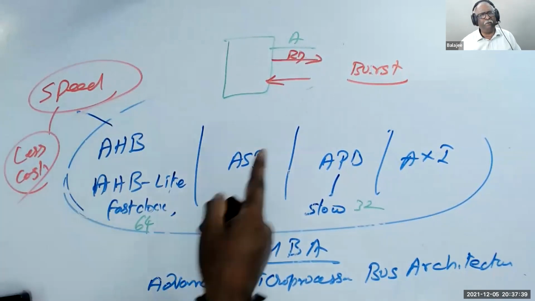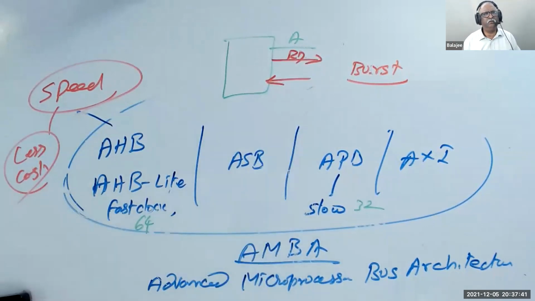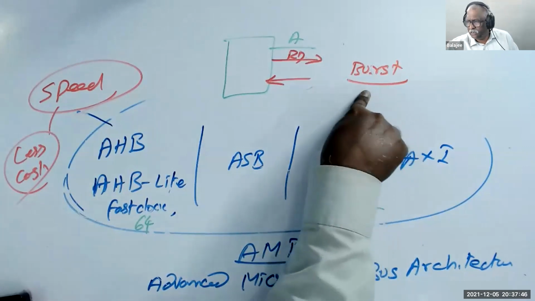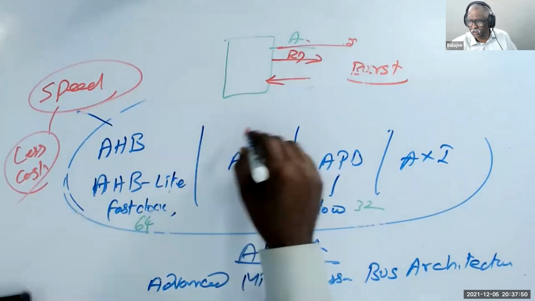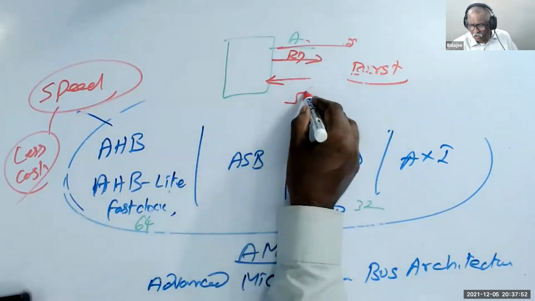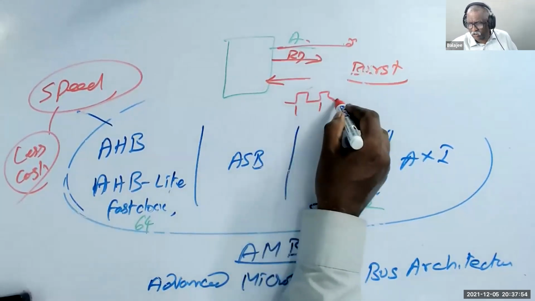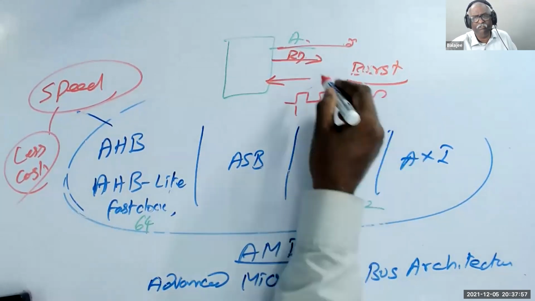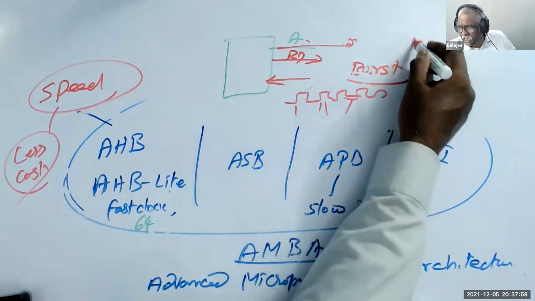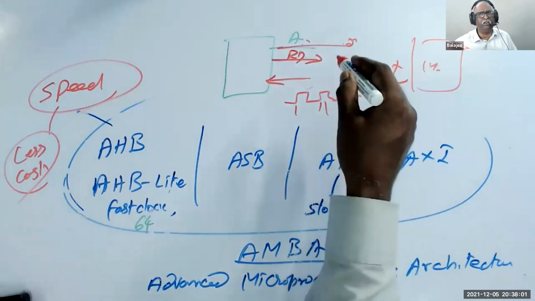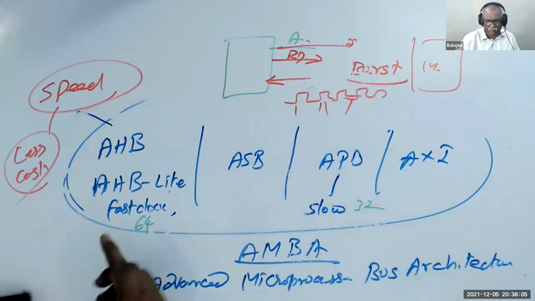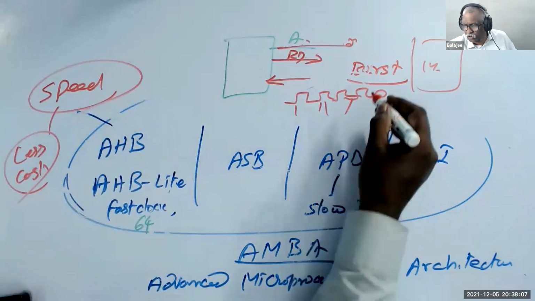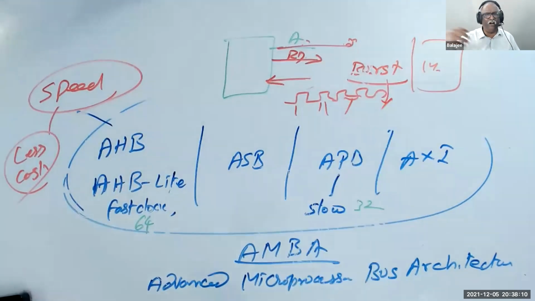So now this is what happened. In the burst mode, once I give an address and start giving a clock, every clock I get one data. I do not have to give the address. The controller will automatically increment the address and get the data. That is the advantage of this bus, AHB. That is called burst mode. I can fill the data very fast.